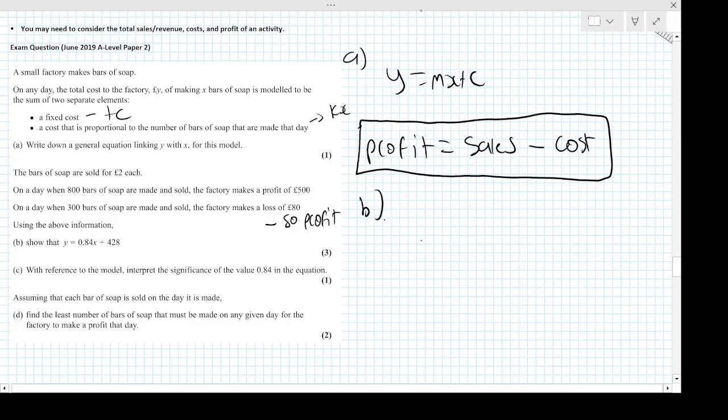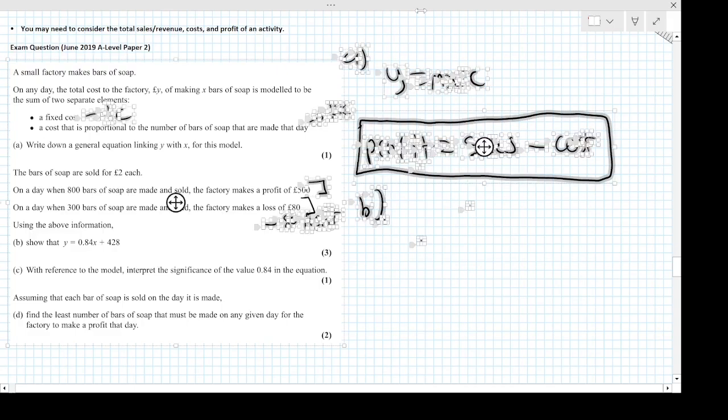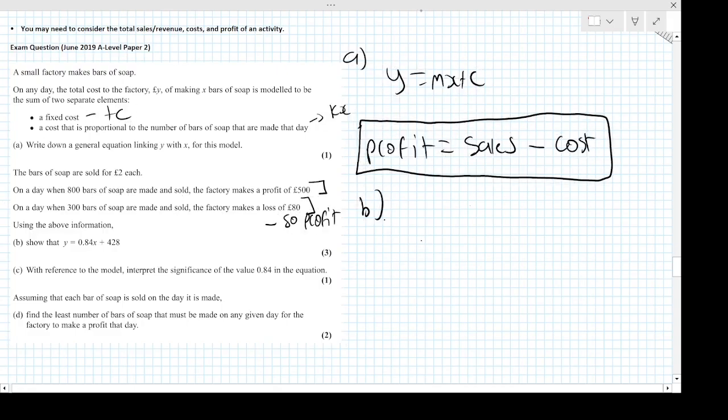So we are given, again, two bits of information, two sentences. On the day where 800 bars of soap are made, the factory makes a profit of 500. On a day when 300 bars of soap are made, the factory makes a loss of 80. So, again, we need to extract information from that. We need to get a value for y and x from this. So, firstly, 800 bars of soap, that's when x is 800, right? Then it says the factory makes a profit of 500.